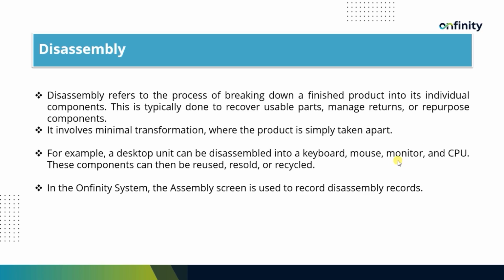This example shows how disassembly allows organizations to maximize value from existing products. In the Onfinity system, the assembly screen is also used to record disassembly transactions. So, we can create an assembly, run the assembly process, and also carry out the disassembly process, all from the same screen of assembly.